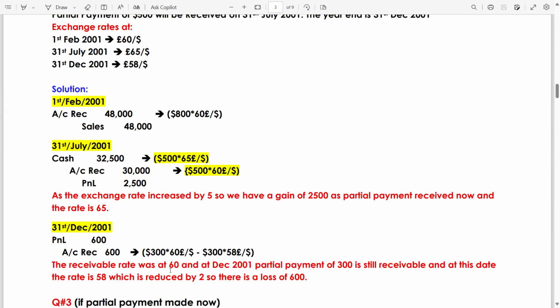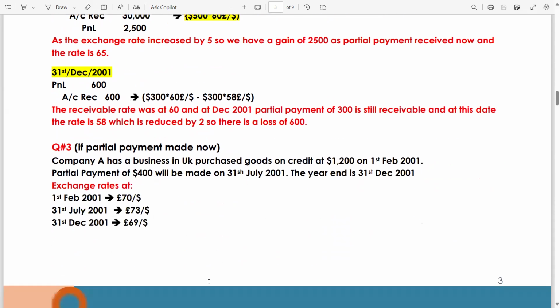The receivable rate was 60 at December 2001. Partial payment of 300 is still receivable, as we received 500. So there is still 300 receivable, and at this date the rate is 58, which is reduced by 2. So there is a loss of 600.